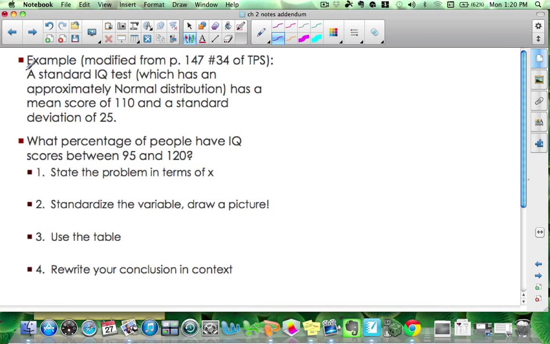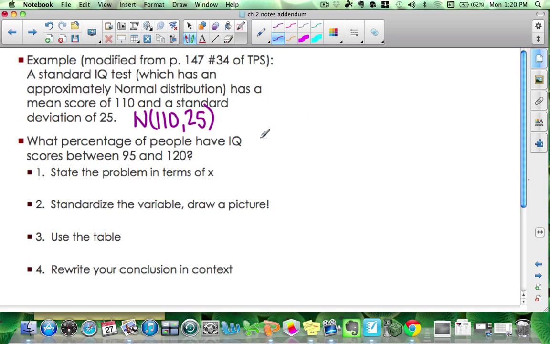So this says that a standard IQ test, which has an approximately normal distribution, has a mean of 110 and a standard deviation of 25. And the question is, what percent of people have IQ scores between 95 and 120? At first, this sounds like one of those 68, 95, 99.7 problems, but you're going to find that these numbers don't work out as nicely. We're not exactly 1, 2, 3 standard deviations above or below the mean.